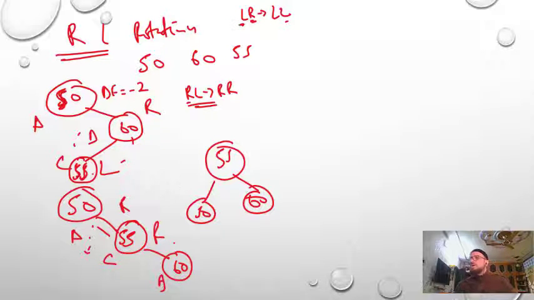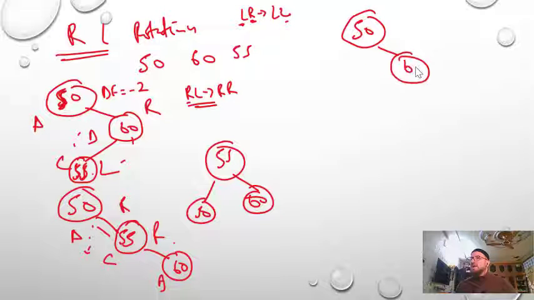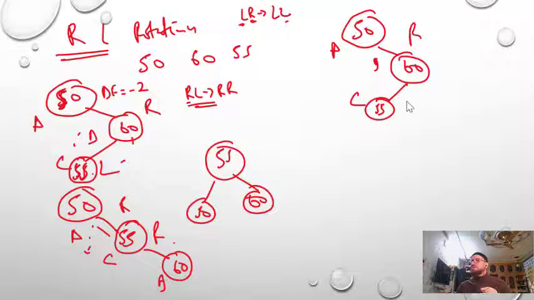Or you can do it in a single step. So you got 50 and you got 60 and you got 55. So if this is a scenario, this is A, this is B and then C. You will make A and B child of C. Simple. So if it is right left or left right rotation, you will make A and B child of C, and you will keep the binary search thing in your mind that the smaller one goes to the left and the bigger one goes to the right.